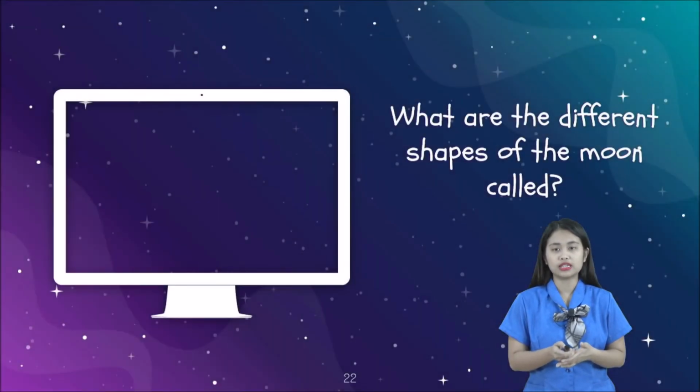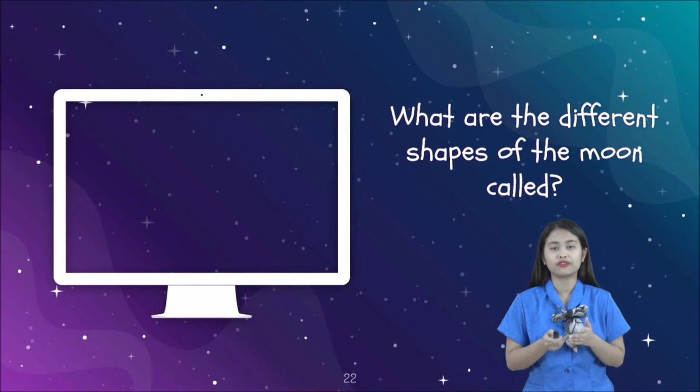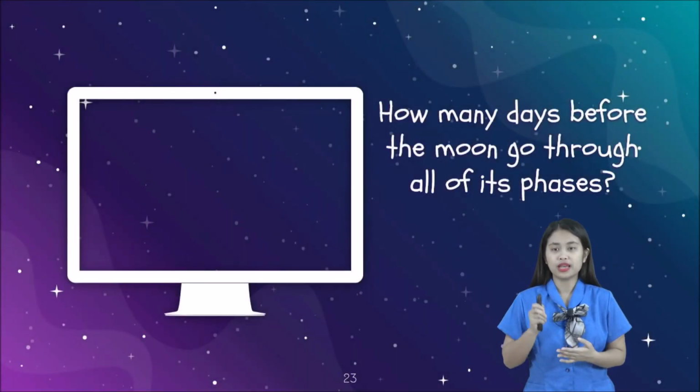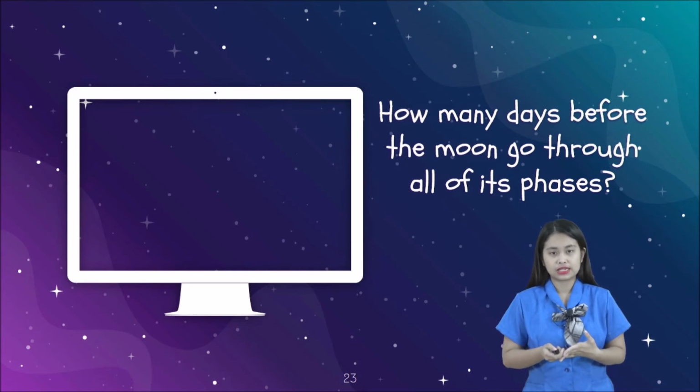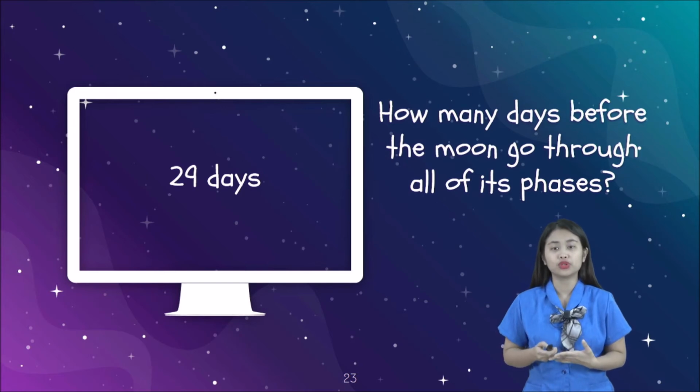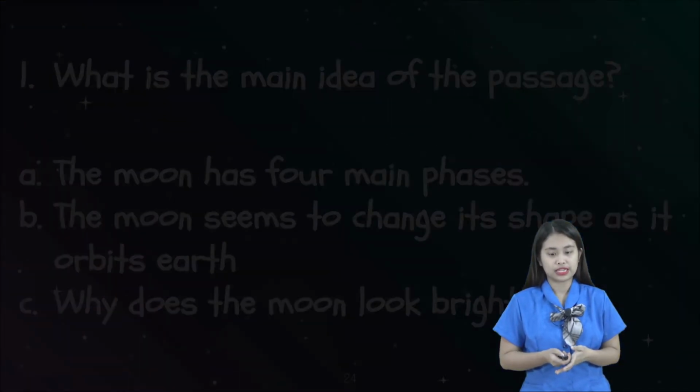Next question is, what are the different shapes of the moon called? What do we call those full moon, first quarter moon, and new moon? They are called phases of the moon. Very good. Next question. How many days before the moon go through all of its phases? So it is 29 days. So we have to remember that, kids, that there are 29 days before the moon go through all of its phases. So get your book and let's answer your activities on page 46.